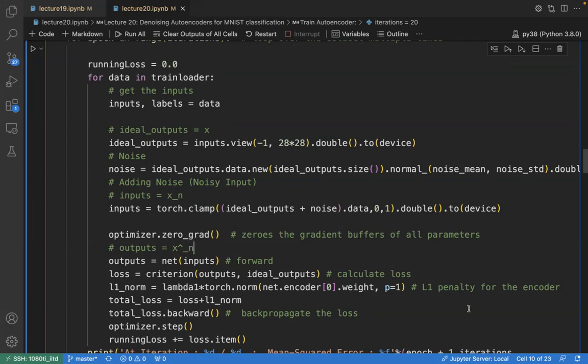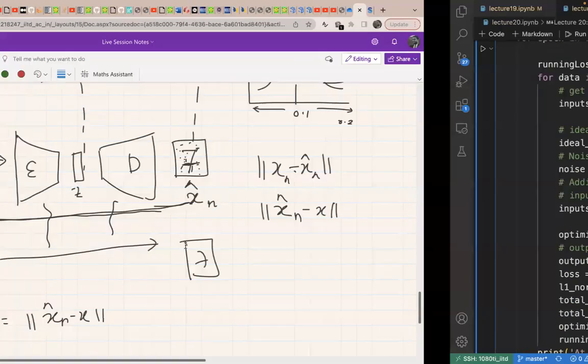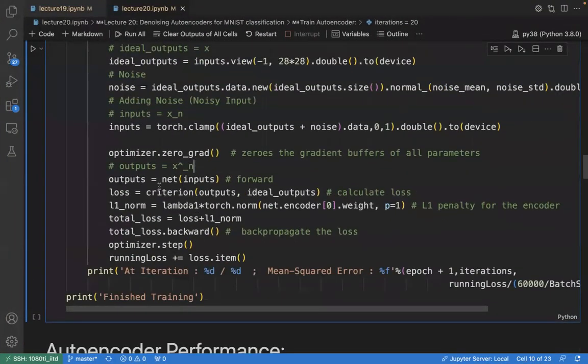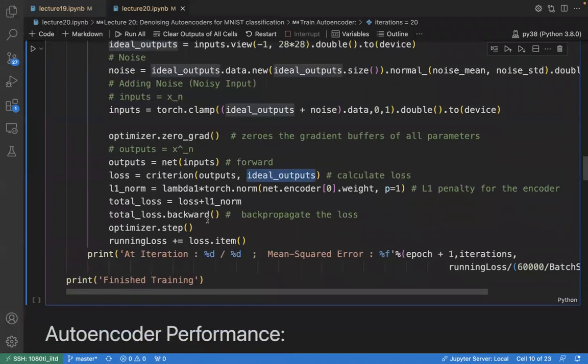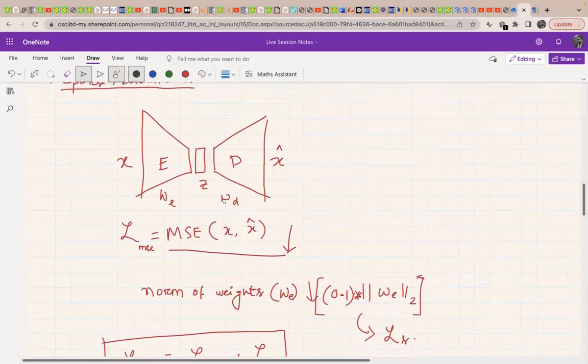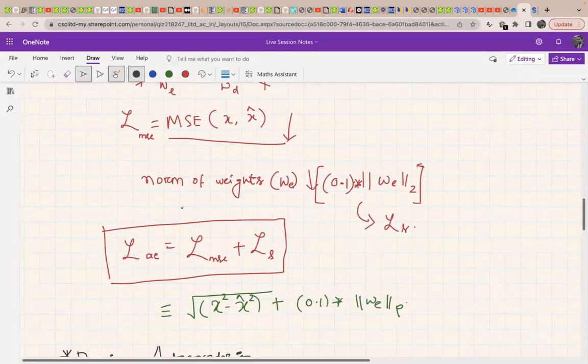So since we need the difference between xn hat and x, the loss will be between outputs, which is xn hat, and the ideal outputs, which is x, right? So this is the loss. And since it is a sparse autoencoder, we are adding lambda times the L1 norm, and the total loss is now loss plus L1 norm, similar to what we discussed earlier in the sparse autoencoder.